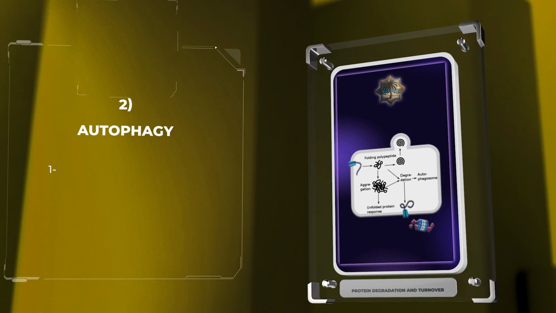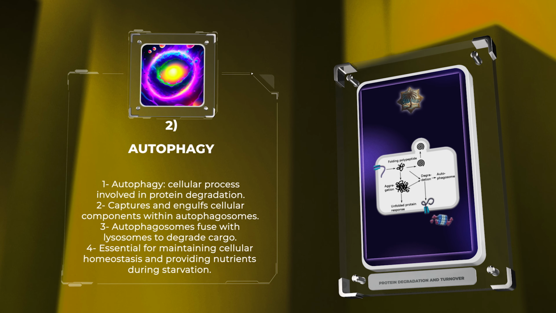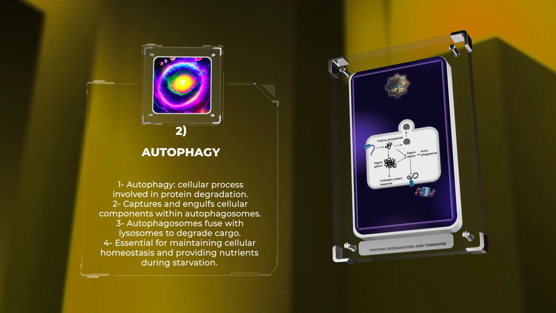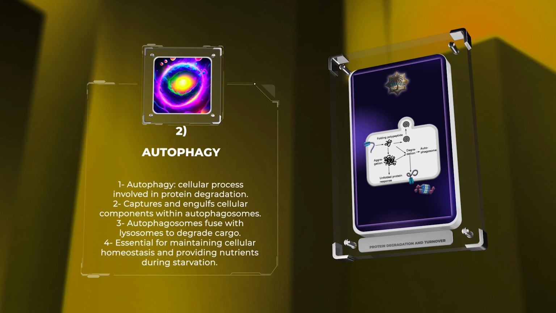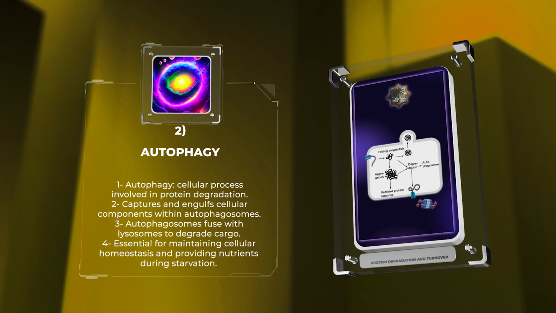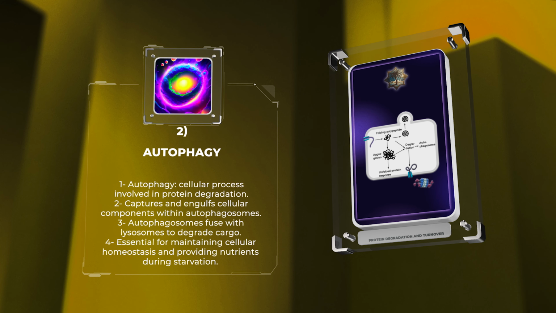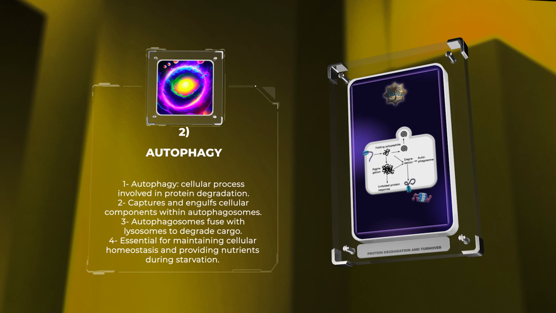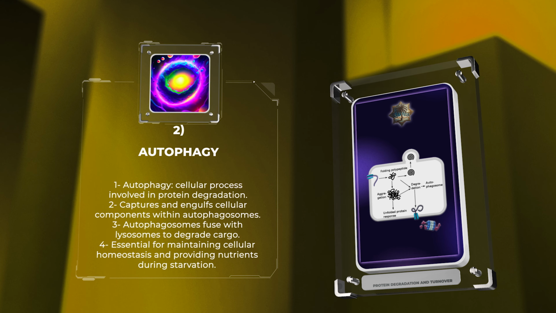Autophagy is another essential cellular process involved in protein degradation. It operates as a bulk degradation pathway, capturing and engulfing cellular components, including proteins, organelles, and cytoplasm, within double membrane vesicles called autophagosomes. These autophagosomes then fuse with lysosomes, forming autolysosomes where the cargo is degraded by lysosomal hydrolysis. Autophagy is essential for maintaining cellular homeostasis, clearing damaged proteins and organelles, and providing nutrients during starvation conditions.